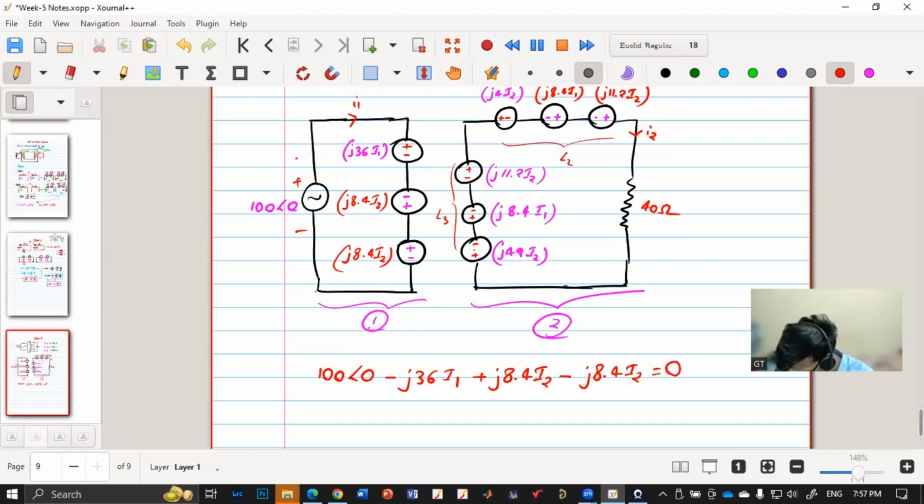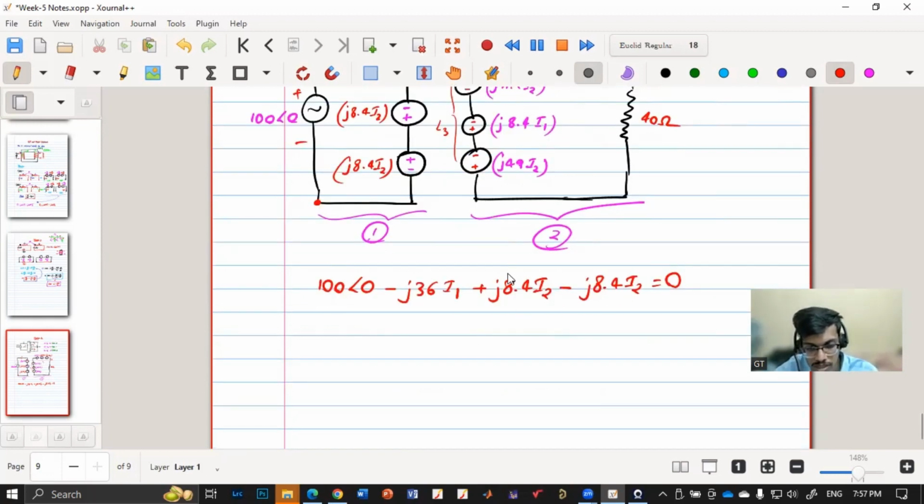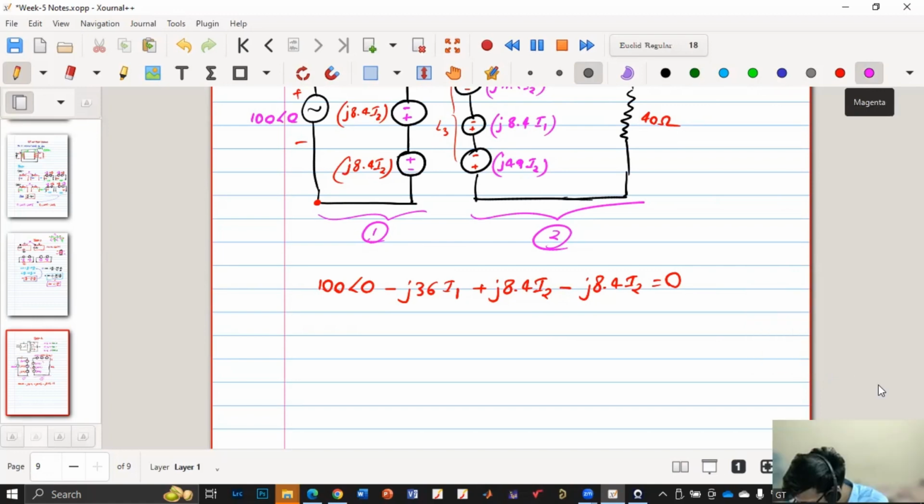I have started from this point and circulated in the loop. So from here to here, it is increment in the potential, decrement in the potential, increment in the potential, decrement in the potential. So this is one. You understood, right? How did we get KVL in the left loop? Yes, so this and this will get cancelled. And I1 is nothing but 100 angle 0 by j36.